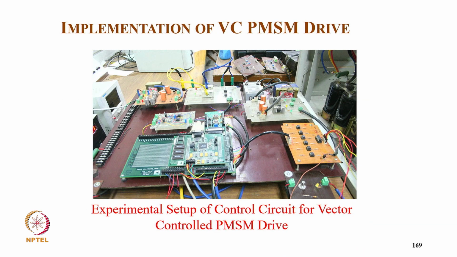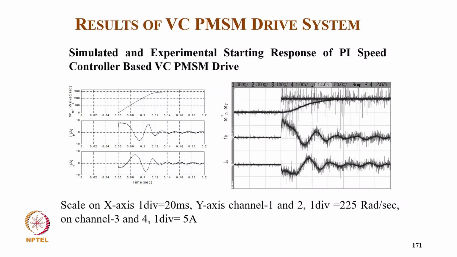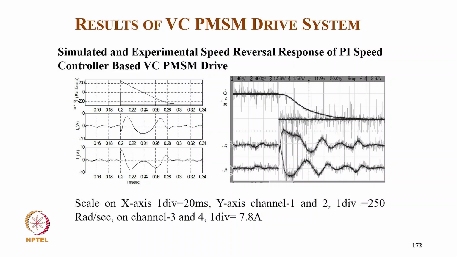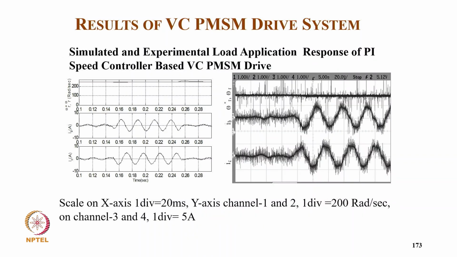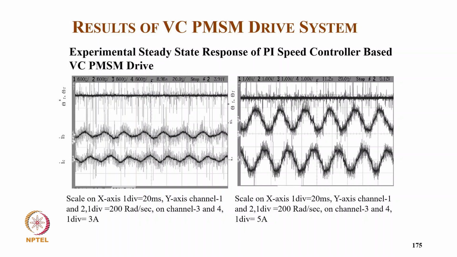And this is the experimental setup of the control circuit for vector control of a typical permanent magnet synchronous motor drive. And the experimental power circuit for vector control of the synchronous motor. These are the simulated experimental performance for the typical starting of PMSM with the PI controller, vector control PMSM drive. And this is typically the experimental simulation result for speed reversal with the PI controller based vector control drive. And this is again the torque application response, simulated experimental, showing how the current increases typically for the period. And this is again for removing the load. And this is the experimental response of PI control based vector control in steady state operation.